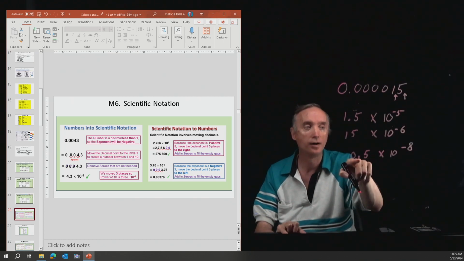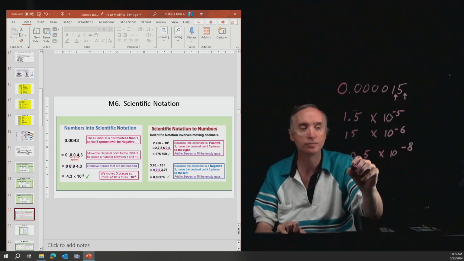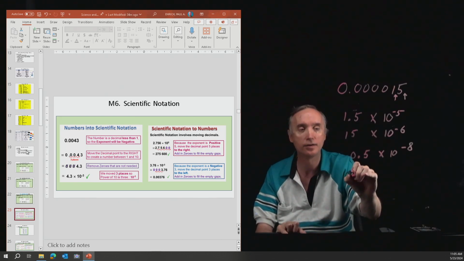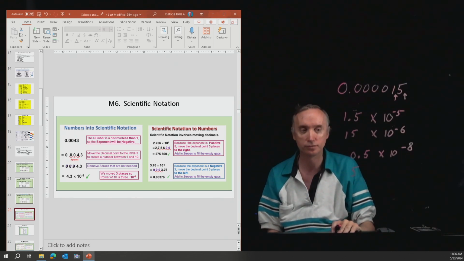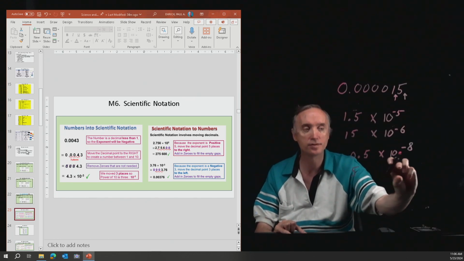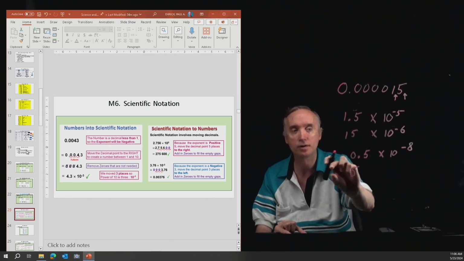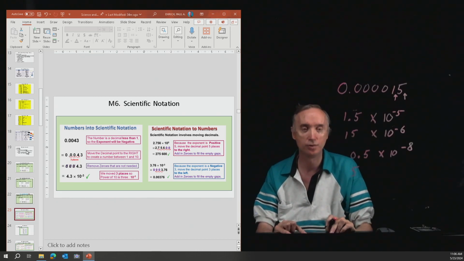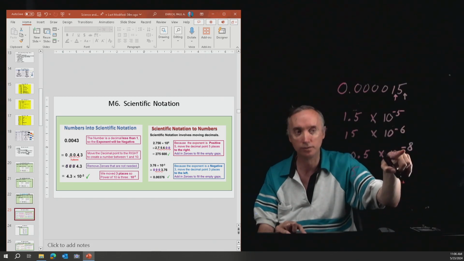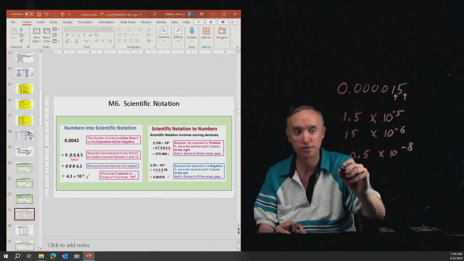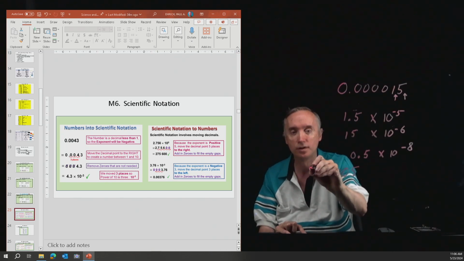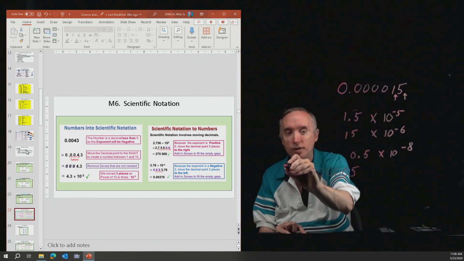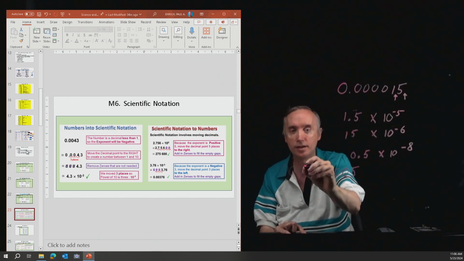Okay, so how are we going to do this? So we're going to write this as 5, and now we need to put a whole bunch of zeros. Now we could put the zeros on this side, or we could put the zeros on this side over here. So which side are we going to put our zeros? Well, this is a small number because of the negative sign. So that means that I need a whole bunch of zeros on this side over here.